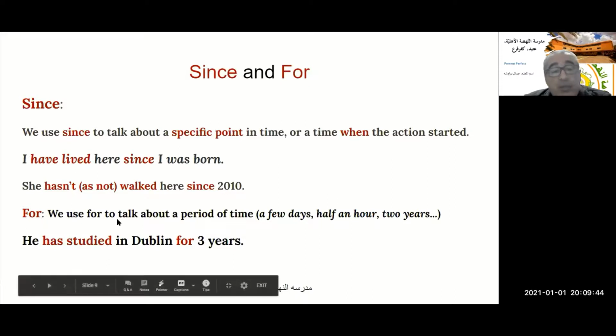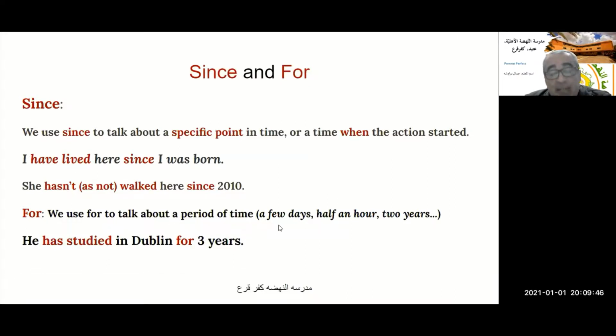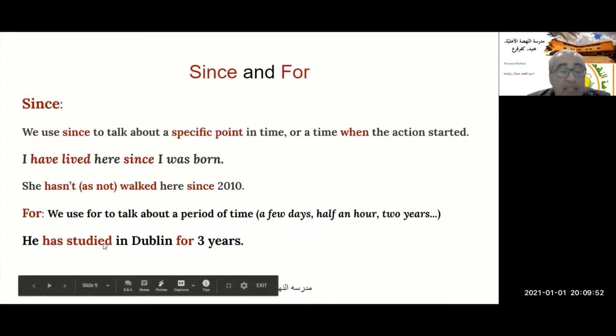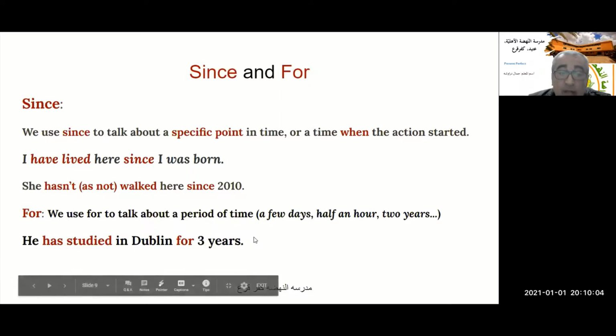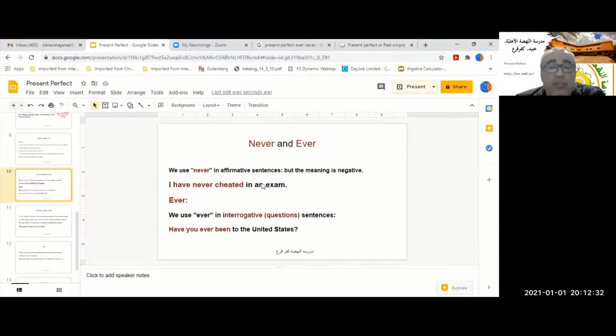Now for, we use for to talk about a period of time: a few days, half an hour, 2 years. The length of time. He has studied in Dublin for 3 years. Does that mean that he is still studying in Dublin today? No, no. But we are talking about the length of the period when he studied there.